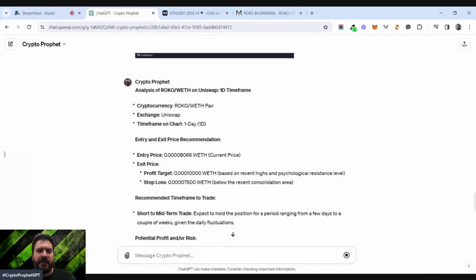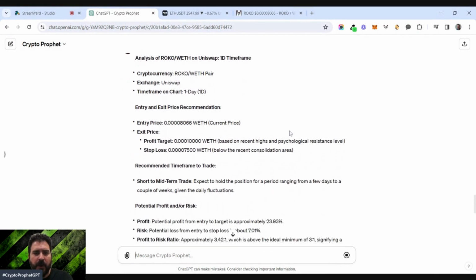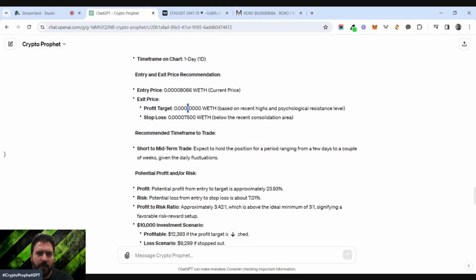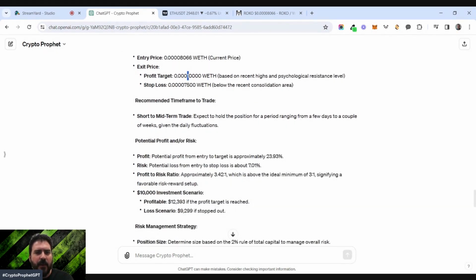All right, so it's done analyzing the one-day chart for Roko on Uniswap. And again, it's saying something similar, but it's a little bit different, right? It's saying to enter at the current price, saying the price target is about the same. The stop loss is about the same as well. A little bit higher, a little tighter of a stop loss than the weekly chart. And it's saying that the recommended time frame to trade is short to midterm.